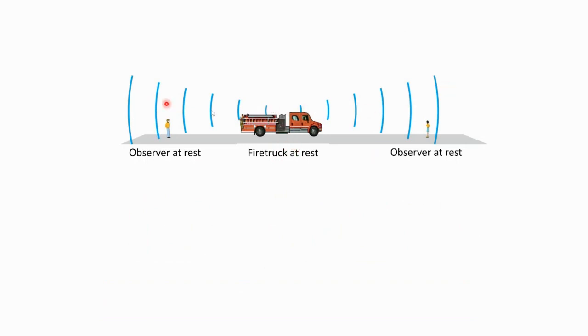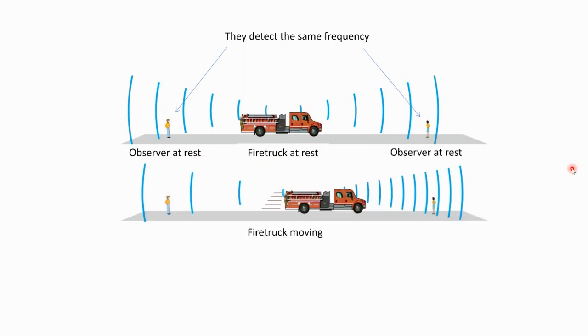So the sound waves look not complicated. They look like this. Here's somebody at rest over here, and here's another person at rest over there. They hear these sound waves, which propagate out from the fire truck and hit their ears. If the fire truck is at rest, and the observers are at rest, they detect the same frequency. They hear the same pitch coming from the fire truck.